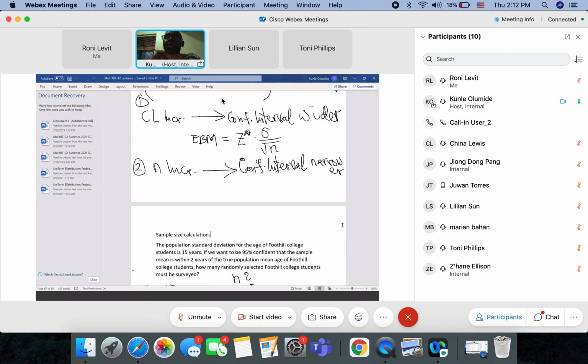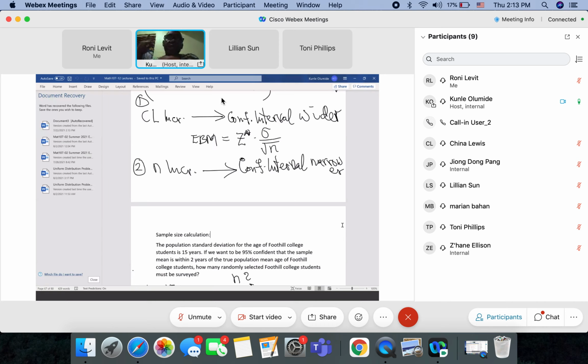Isn't that the margin of error? Yes. That is the margin of error that was given, right? So it is not the X bar. They didn't tell us the sample mean. They said if we want to be 95% confident that the sample mean, whatever it is, is within 2 years of the true population mean, meaning that the margin of error between the sample mean and the population mean is 2.